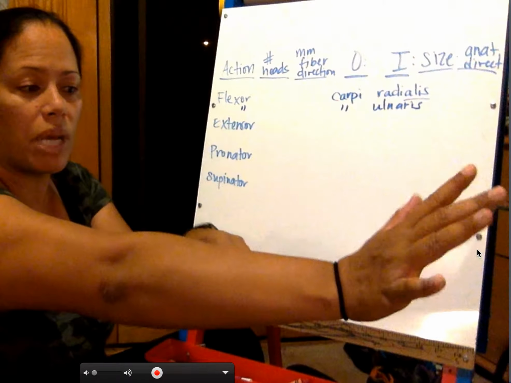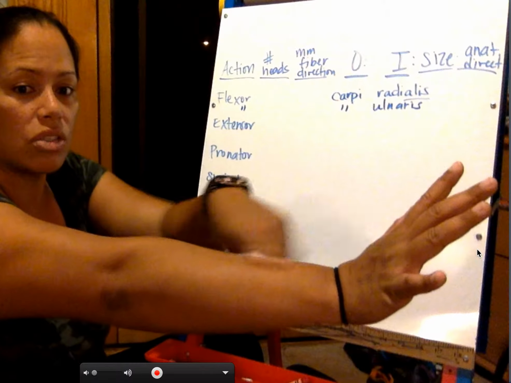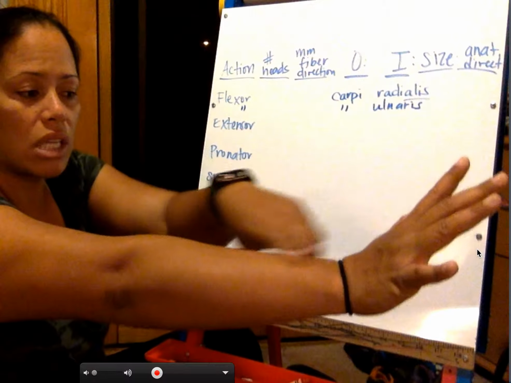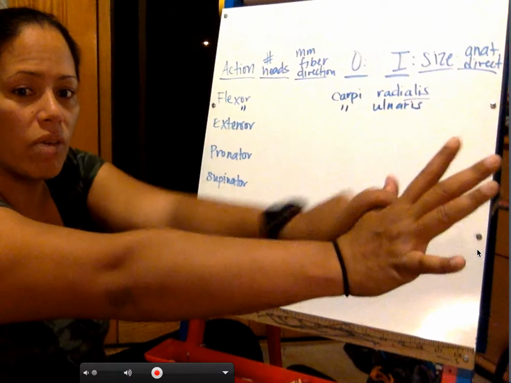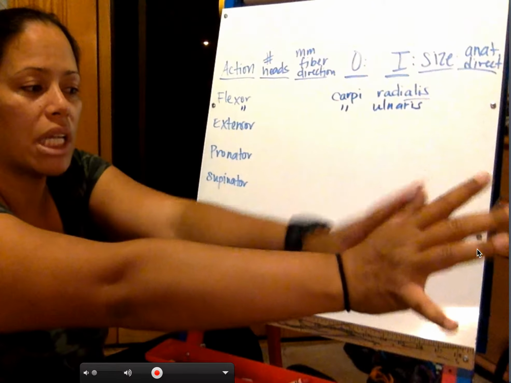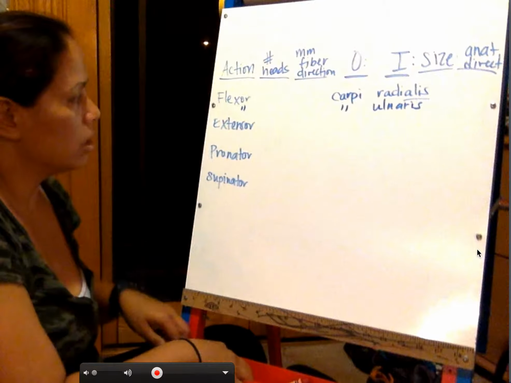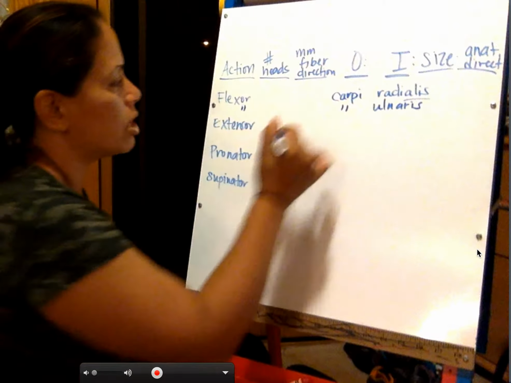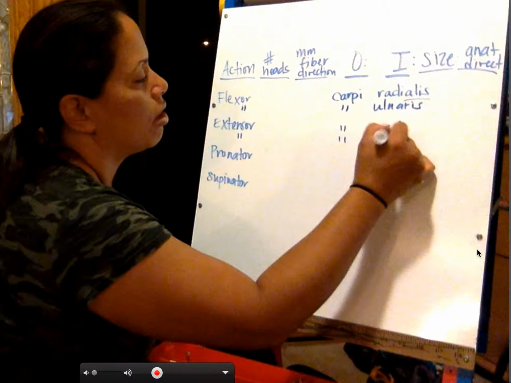So let's put one on the back side. I have an extensor, because this group are extensors, extensor carpi radialis, and I have an extensor carpi ulnaris. Ulnaris because it's closer to the pinky, radialis because it's closer to the thumb. And that's the bones that are there. So extensor carpi radialis, oh my goodness, extensor carpi ulnaris.